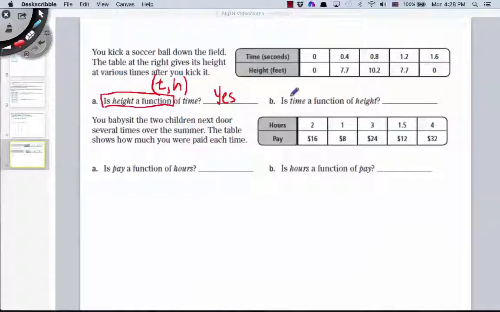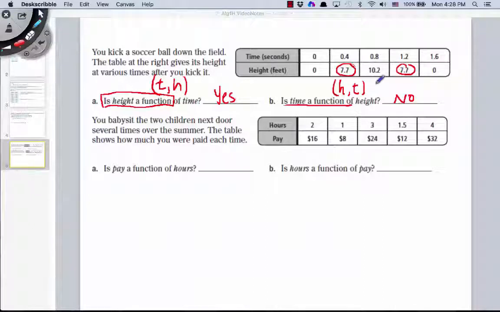When we flip-flop that around and ask, is time a function of height, I now flip-flop my independent and dependent variables, and I see that I have a repeated value of height, and therefore I can conclude that time is not a function of height.